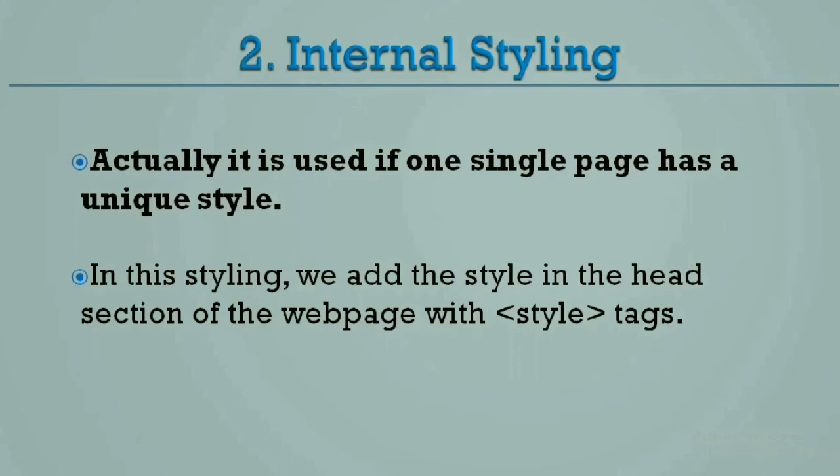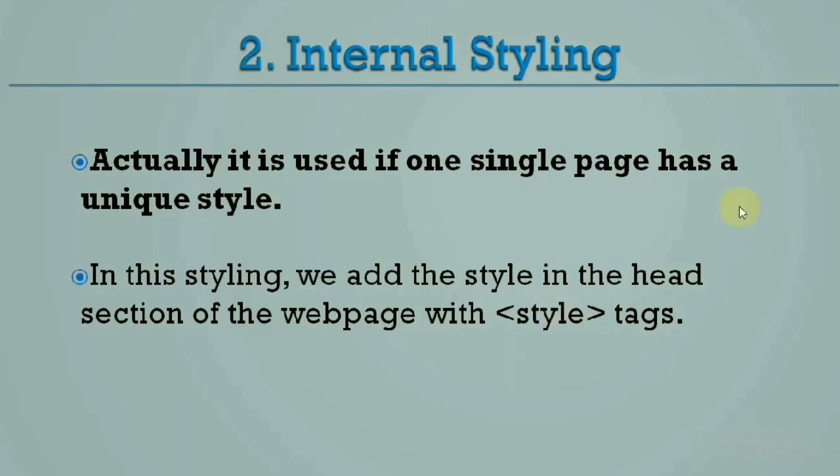Okay, why are we using this internal styling? Because if we want to set a unique style for a single page, then you have to choose the internal styling. How are we writing the styling in internal styling? Firstly we add all the style in the head section. Means you have to write all the code within the head section with the head tag, then with the help of the style tag. After writing under the head tag, then you have to write the style tag, then write all the codes there, then close with the style tag.